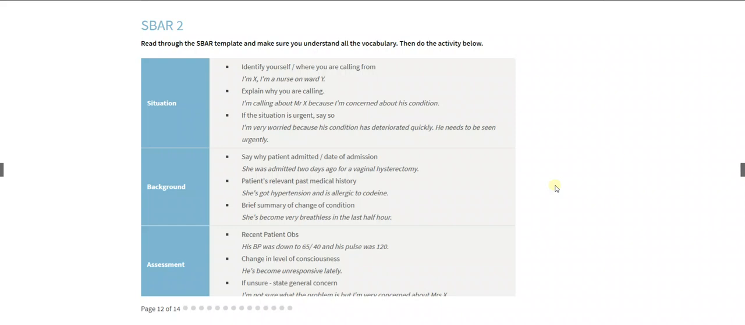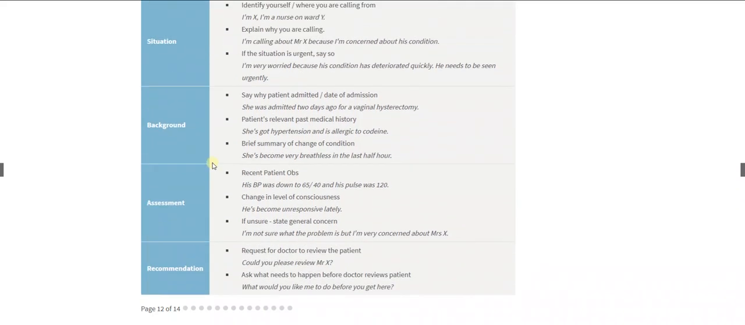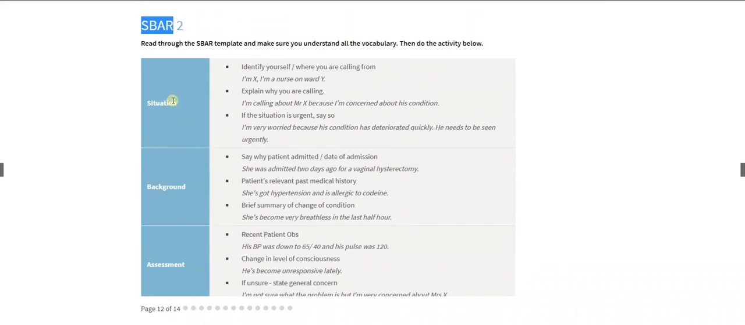Hi viewers, now in the OET we are going to do one exercise that is related to SBAR. This is the second exercise, no need to mind that. SBAR is the exercise we are going to see now. Its full form is S stands for situation, B for background, A for assessment, and R for recommendation. Situation means identify yourself.